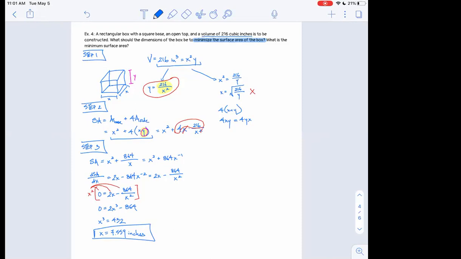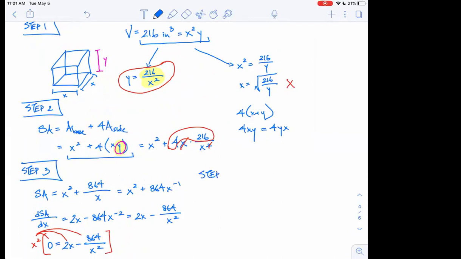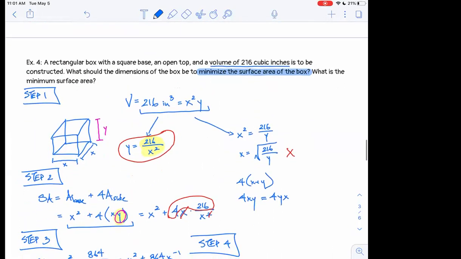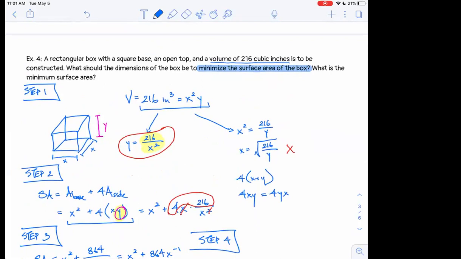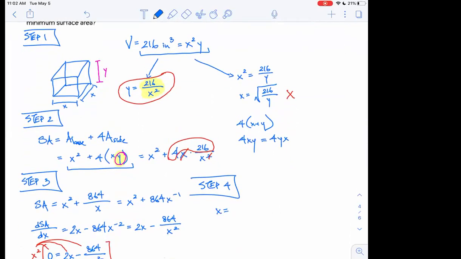So let's go back to our problem and make sure that we've answered everything we need to. We'll prep our step 4. The question says, what should the dimensions of the box be? Well, that means I need an x and I need a y. And then it says, what is the minimum surface area? So I need to find my surface area. So I have x equals 7.559 inches. And a good thing I circled this in red earlier, I can go ahead and use 216 over x squared to find my y.